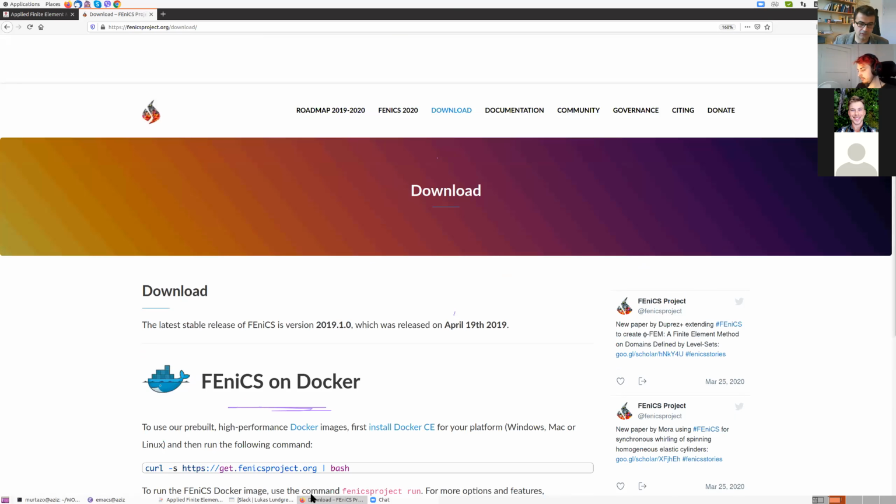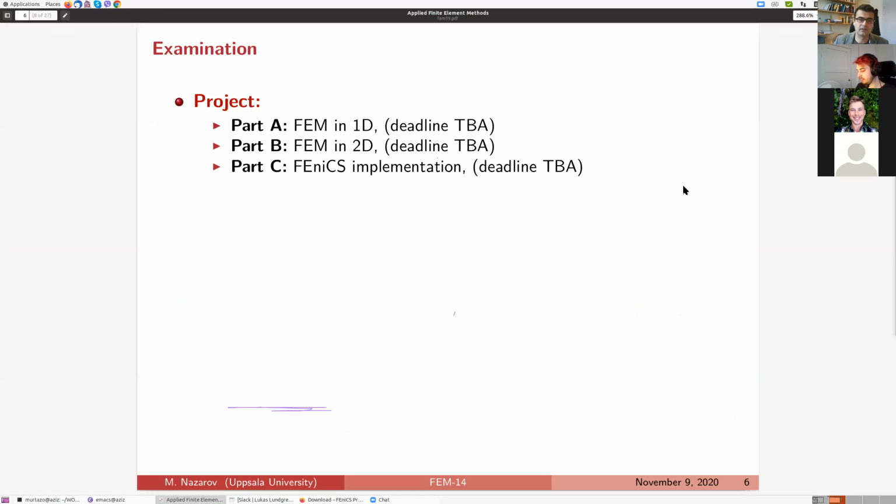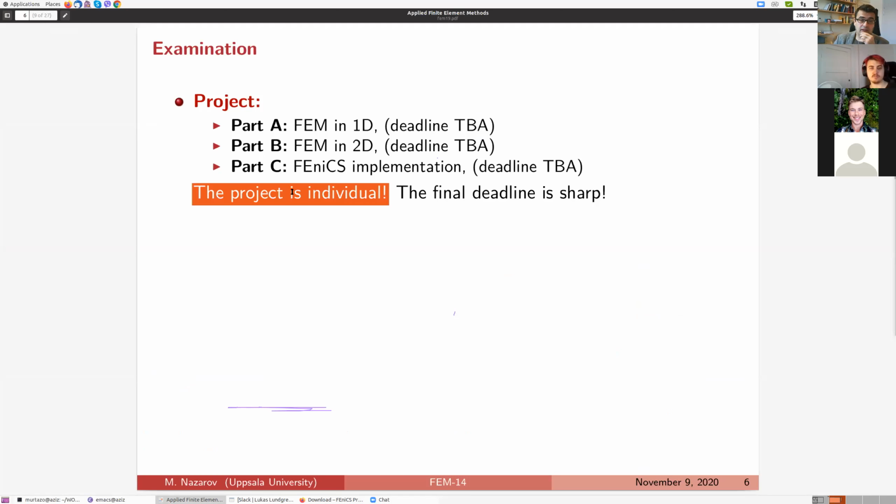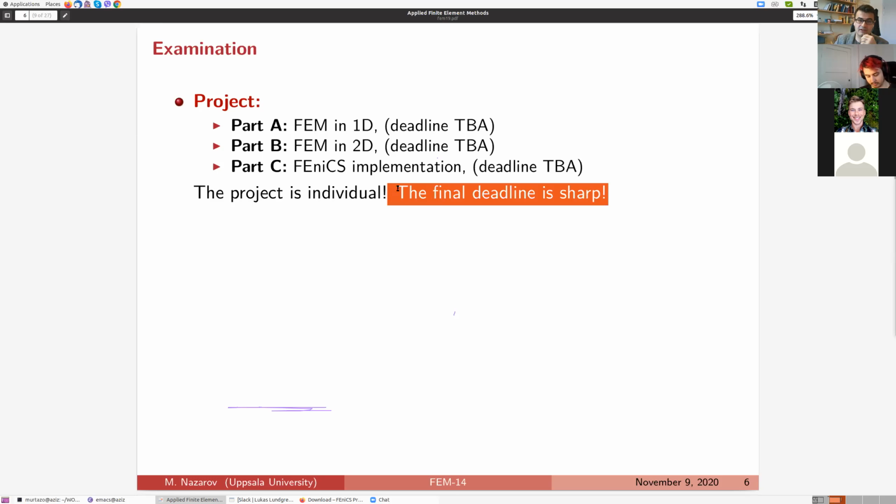Okay, so let me go back to the slides. Yeah, so this is the main thing that I want to say here. The project is individual. You have to write your own code. You have to write your own report. And the final deadline is sharp. So when I say sharp, your grade is decided by how you follow the deadline. So for example, I put something here.